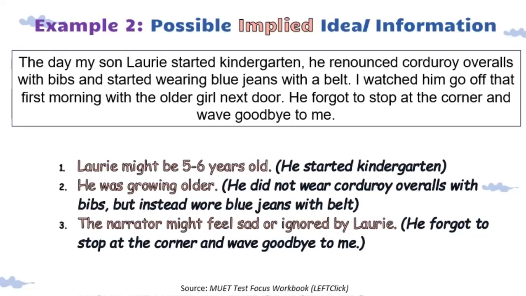Most probably because the narrator is Laurie's mother, and Laurie is starting kindergarten. Instead of going to the school with his mother, he went with a neighbor and then did not even wave goodbye to his mother. So the mother might feel sad or ignored.